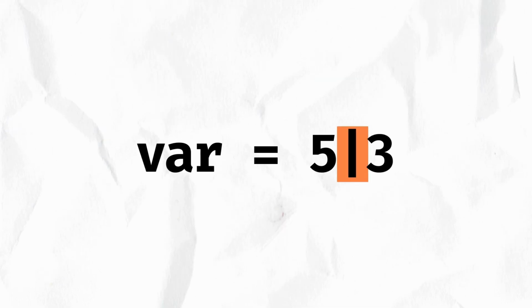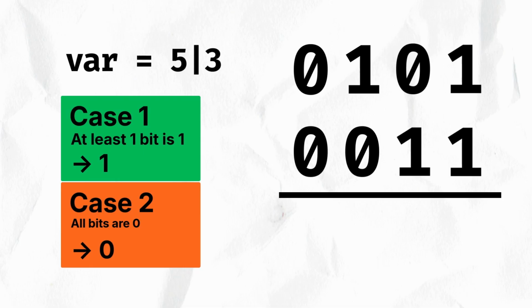The bitwise OR returns 1 if at least one of the corresponding bits is 1.